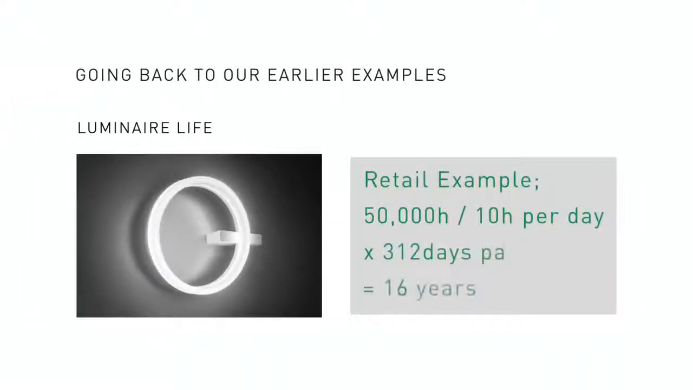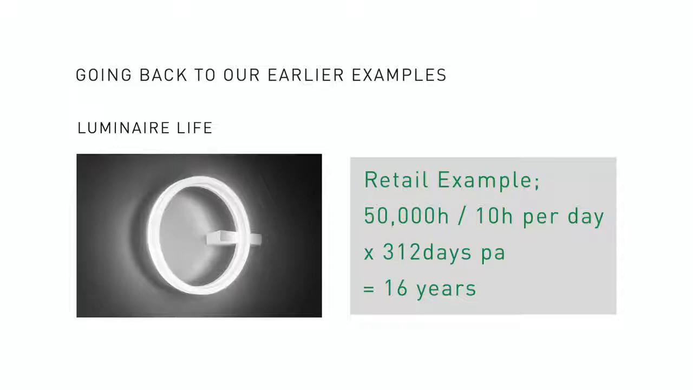So the next example we'll look at is basing the project life on the luminaire life. So a luminaire that is a commercial luminaire, 50,000 hours, and we'll base this in a particular retail example. So we'll say, okay, 50,000 hours, 10 hours per day usage, and 312 days per annum, which basically will equate to 16 years.